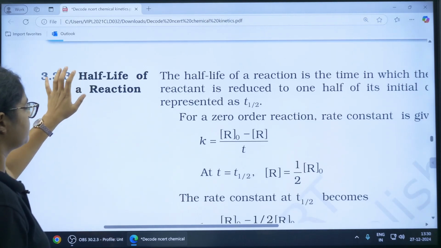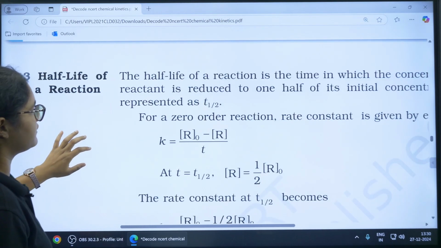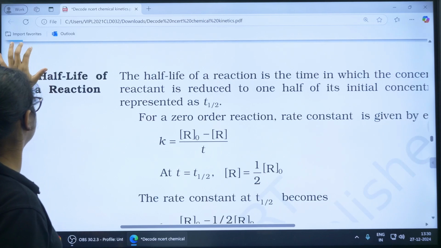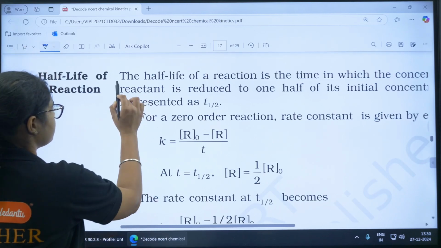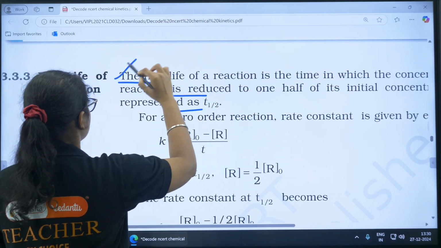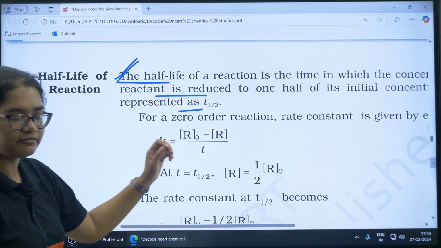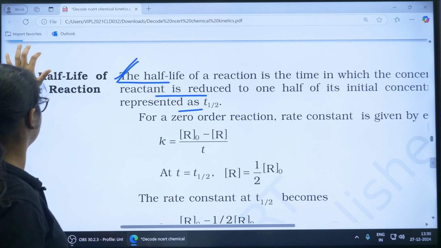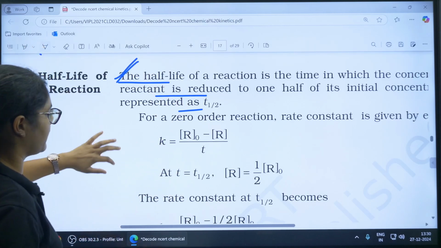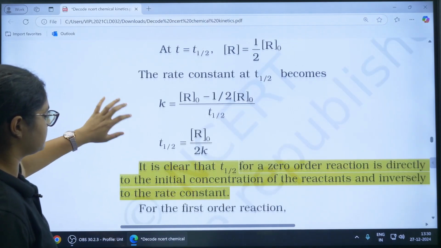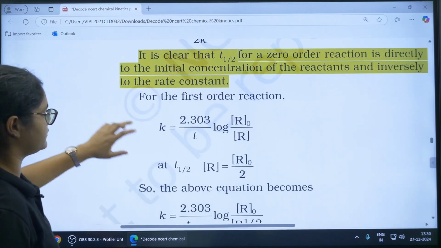Okay, now we will move towards the half-life. So for half-life, the first thing is you should be knowing the definition. So definition is there, very important. Please underline this line, definition is there. Then you have the derivation for zeroth order half-life and first order. So this one, this is there, and you have these 2 derivations.